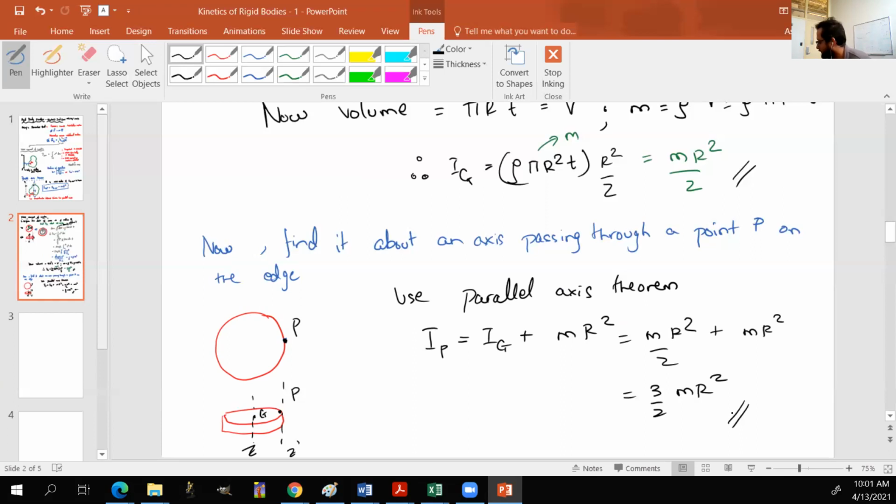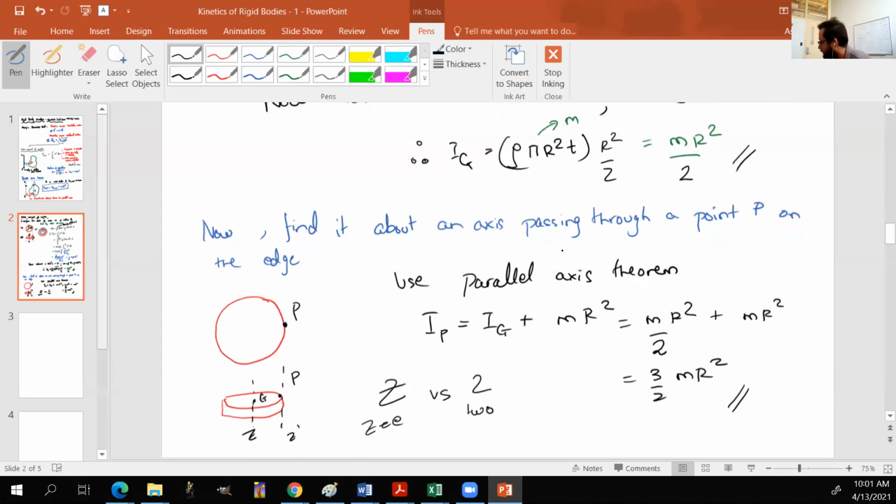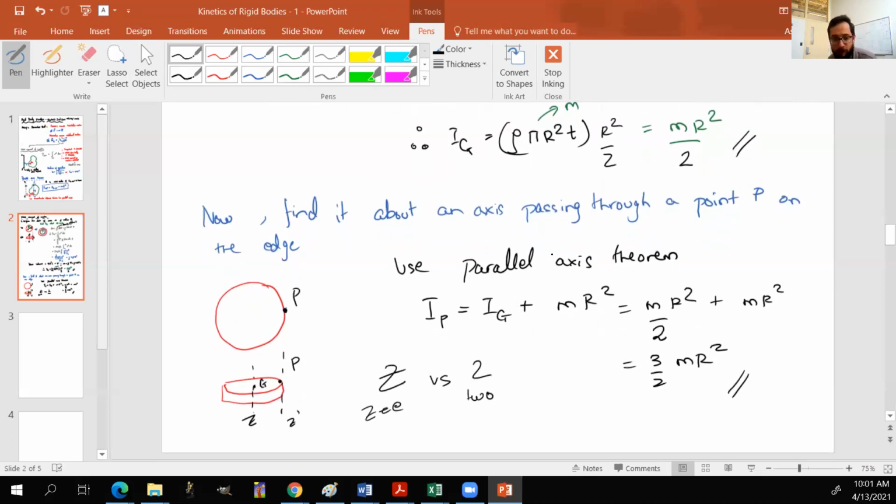And those denominators under the mass, is that a 2 or a z? What do you think? I think it's a z. No, it's a 2. It's literally what we found out up top. MR squared over 2. My Z's have a bar across them, horizontal across them. All right, good. Move on.